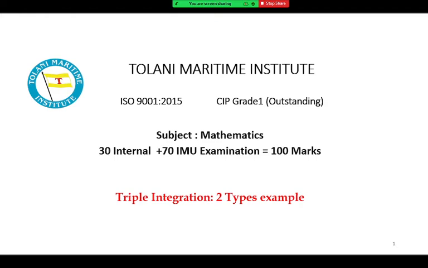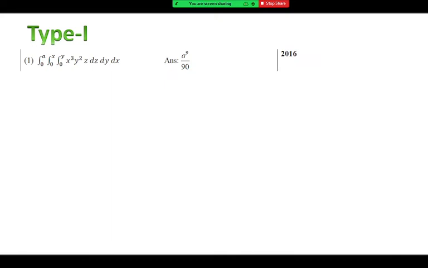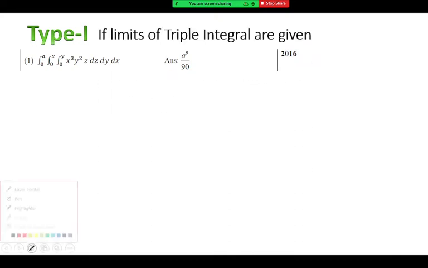There are two types of example in triple integral. Type 1: the limits of triple integral are given. Whenever the limits are given, it is exactly similar to the type 1 of double integral, and we can evaluate it.